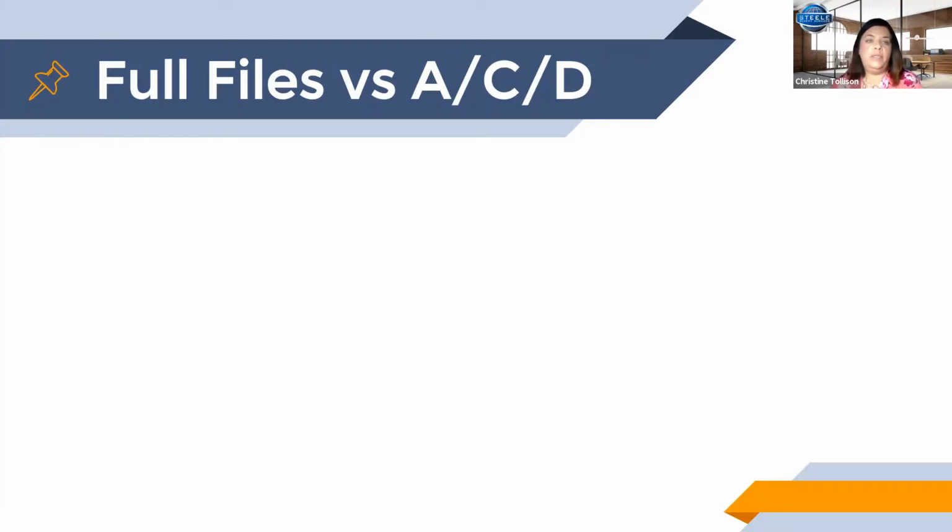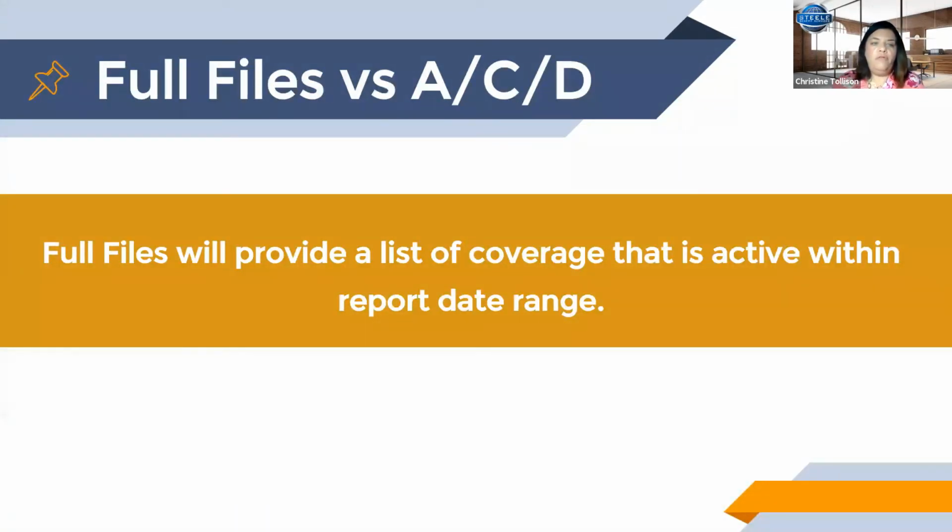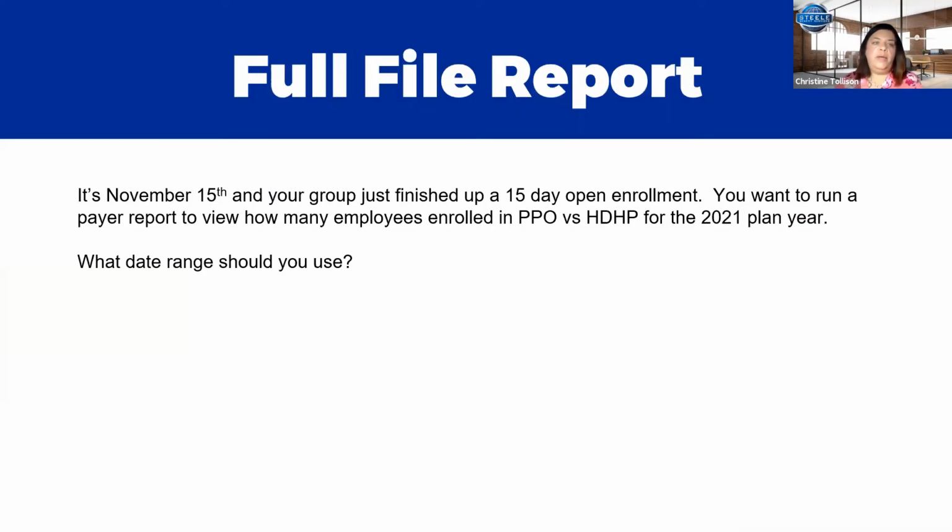It's much easier to try to change gears during the enrollment, having that information, versus just looking at it retrospectively after the enrollment's complete. I did want to give some additional information about the scope of full files versus an adds, changes, and deletes option. So a full file, when you select that, is going to provide you a list of coverage that is active within the report date range. As an example, it's November 15th and your group has just finished up a 15-day open enrollment, and you want to run a payer report to view how many employees enrolled in your PPO versus your high deductible health plan for your 2021 plan year.